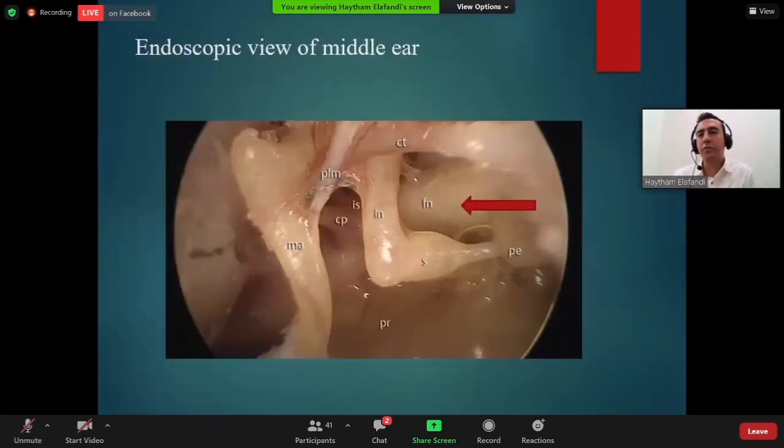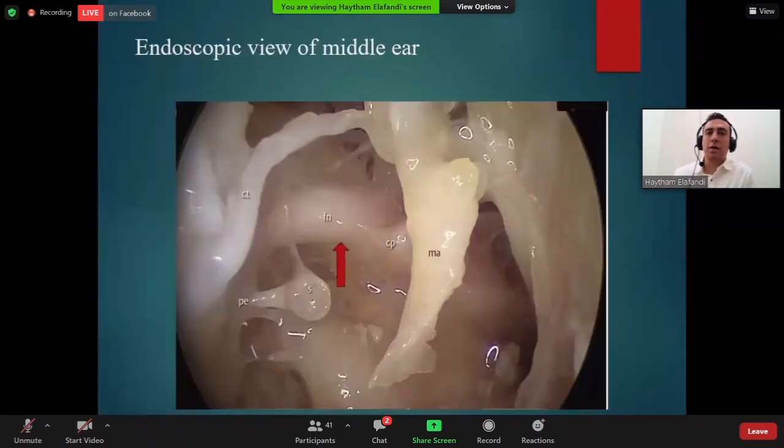This is an endoscopic view of the middle ear. This red arrow represents the facial nerve that passes above the stapes here and the oval window. Here is the incus and the malleus, and this is the facial nerve within the fallopian canal. And here is the cochleariform process, as we said. This is the insertion of the tensor tympani tendon.